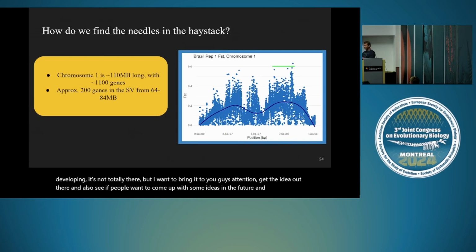I've been working on an idea to try to find the needles in the haystack here, right? We're looking for causal variants in regions of high LD or potentially on structural variants. This is difficult because you have a giant wall of FST. It's kind of hard to find outliers. For example, chromosome 1 is a great place to study this. It's a 110 megabase long chromosome with about 1,100 genes, and approximately 200 of those genes are found on our structural variant of interest.